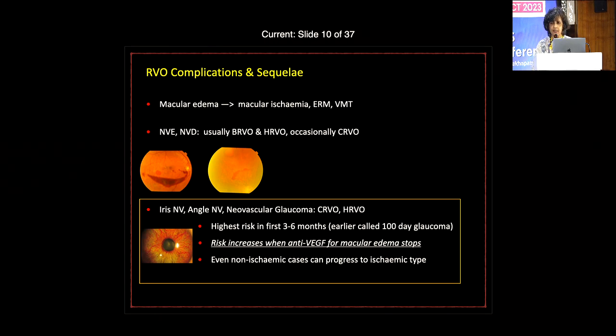Every follow-up, look at the iris undilated for CRVO and HRVO. And if required, do a gonioscopy if the pressure is borderline high. And the risk increases when we stop injecting anti-VEGF injections for macular edema. So after 2 years or 3 years is when the risk of neovascularization iris or glaucoma starts, because that's when the macular edema is gone and we stop injecting. Even non-ischemic cases convert to ischemic, so we should not be complacent in non-ischemic CRVO and HRVO. They can convert.